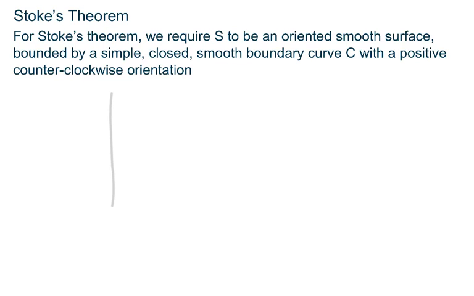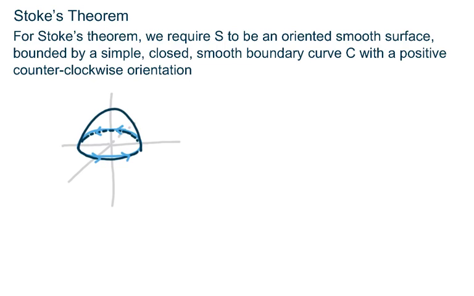So let's visualize this. Here are my coordinate axes. I'm going to envision my curve being the base of this hemisphere. Along the base of that curve, we need to make sure that we are traveling in a counterclockwise direction. So there's a smooth boundary curve. It's a nice smooth circle. We've got a counterclockwise orientation.